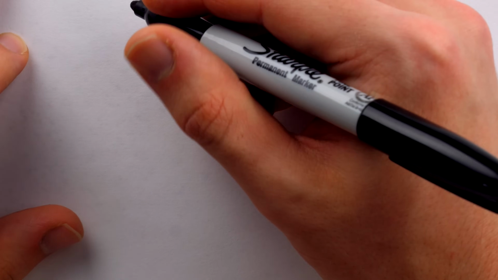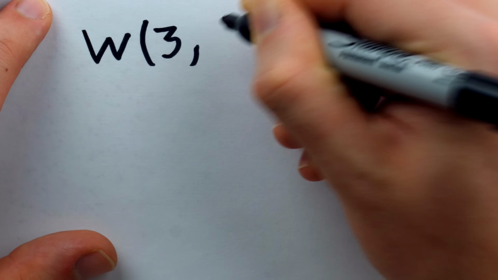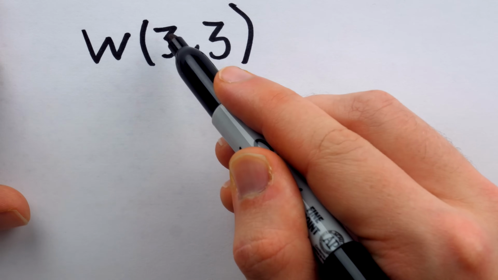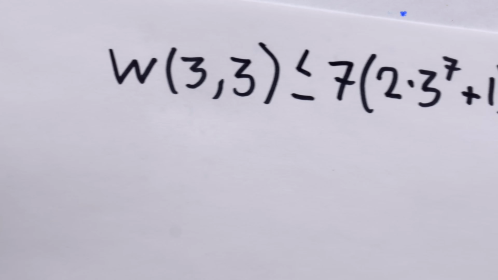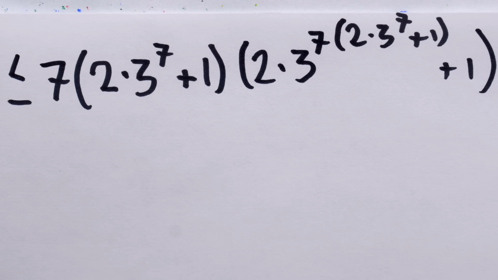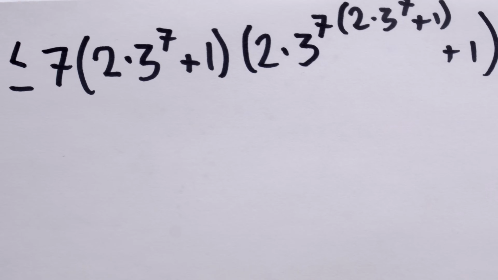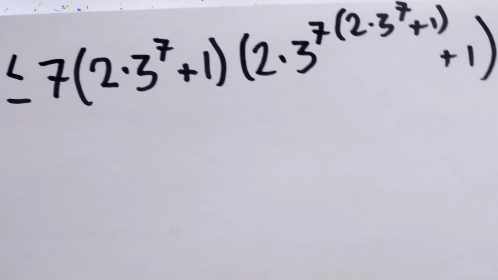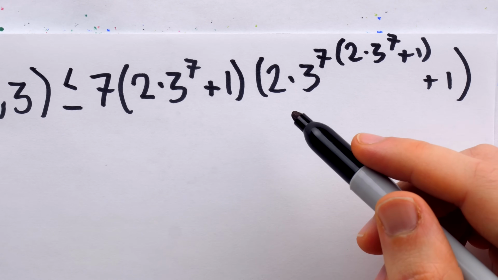But if you think that's crazy, just consider the van der Waerden number W of 3, so still arithmetic progressions of length 3, but now we have 3 colors. The original upper bound for this van der Waerden number was 7 times 2 times 3 to the power of 7 plus 1 multiplied by 2 times 3 to the power of 7 times 2 times 3 to the power of 7 plus 1 plus 1. And if you're wondering how big this upper bound is, it has over 14,000 digits.